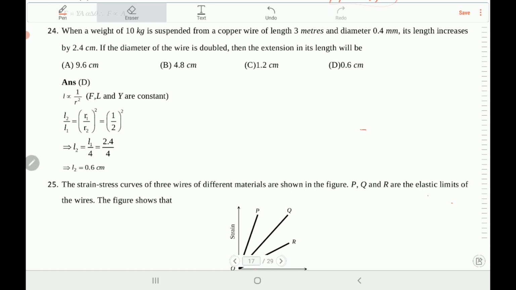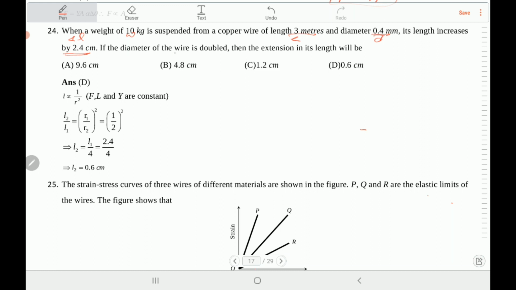We'll see almost a repeat type, one more example. Practice, in fact. A weight of 10 kg suspended from a copper wire of 3 meter length and diameter 0.4 mm is given. Its length increases by 2.4 centimeter. Now, what has he given? He has given weight. We will see whether it is useful. Length L and diameter given. So, area has to be written as pi d square by 4 and increase in length delta L.